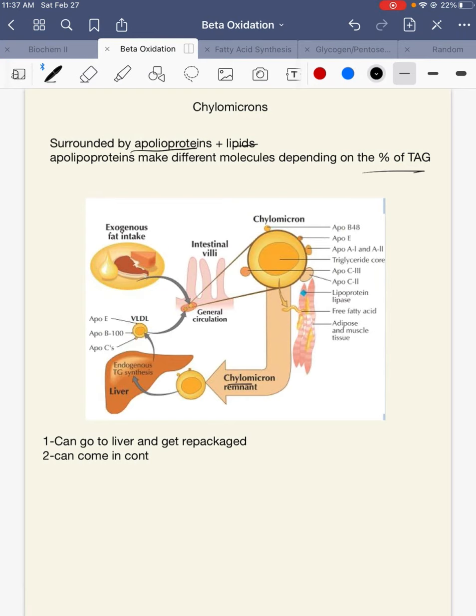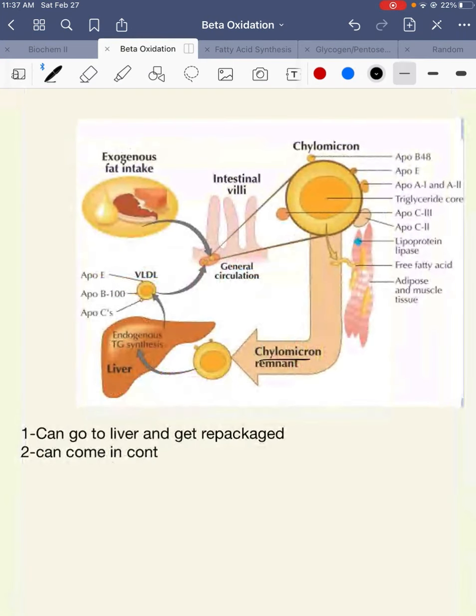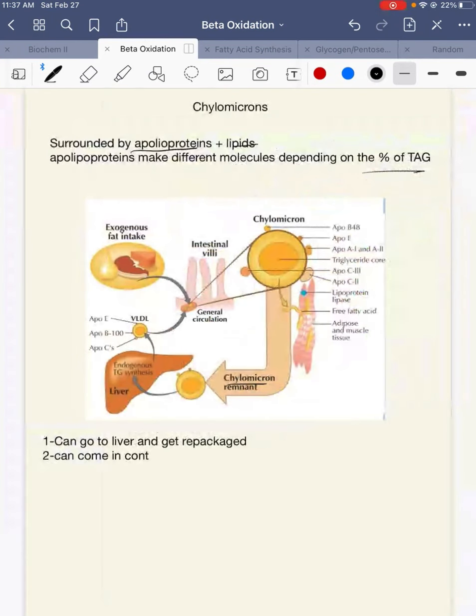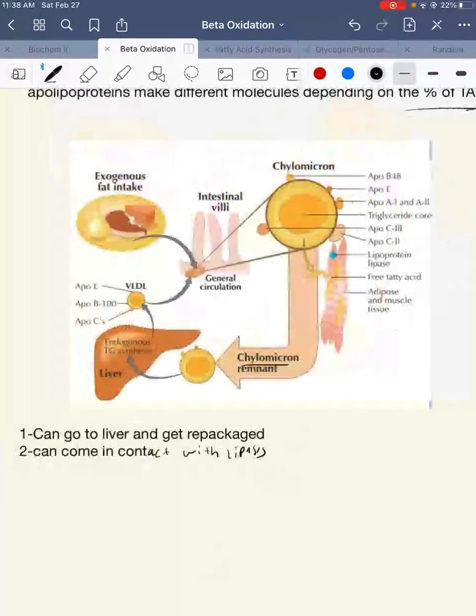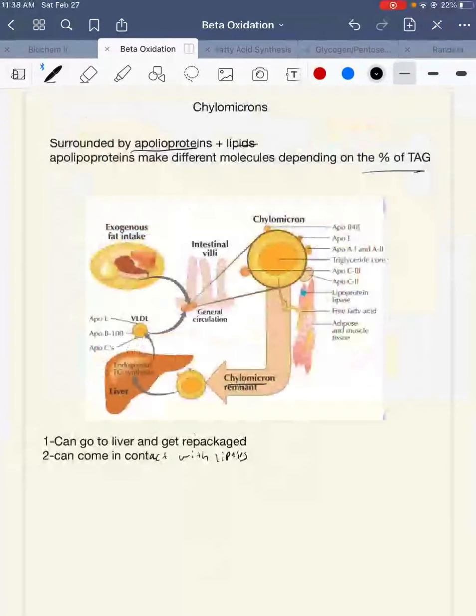So chylomicrons can go back to the liver and send those TAGs into the liver, and the liver uses them for whatever the body needs. Or they can come into contact with lipases, and they can be degraded. Okay, so based on the different ratio of apolipoproteins and TAGs, you can have different molecules that transfer these fats into the body.